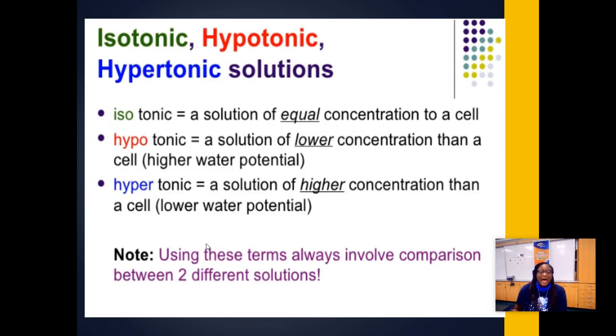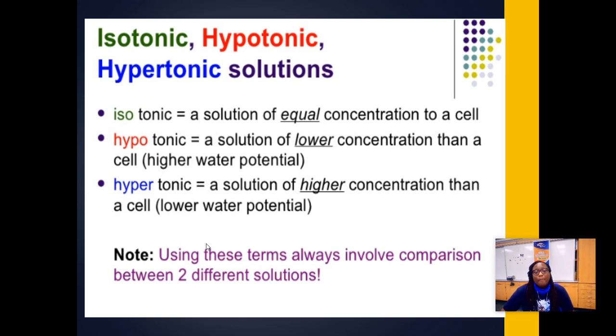Now, the different types of solution. There are three different types of solution when you're comparing them. The first is an isotonic solution. An isotonic solution is a solution of equal concentration to a cell. So if you place a cell in the solution, the concentration of that solute is equal inside and outside the cell. Things still flow in and out of the cell, but there's no major change because there's no concentration gradient where things can move from high to low. When it's equal, things kind of stop.